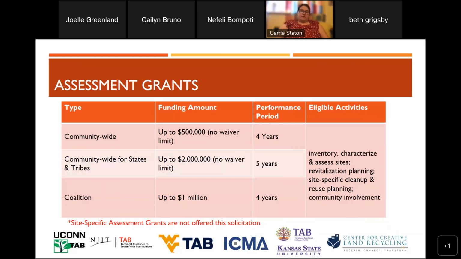And for all of these assessment grants, you can do a number of activities, including creating inventories of brownfield sites, characterizing and assessing those sites, a number of planning activities, including revitalization planning, feasibility studies, site-specific planning, and reuse planning, and of course, community involvement for all of those activities.